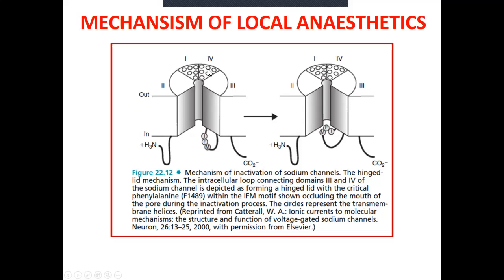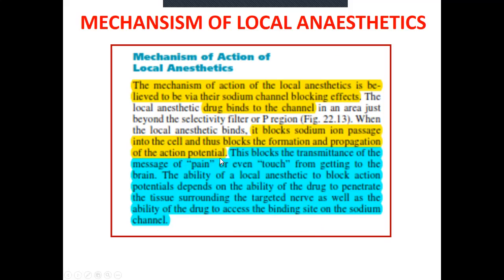Fourth section is shown, and it is the transmembrane. Transmembrane means outside the cell, and this is inside the cell. So the mechanism is to act along the sodium channel, blocking effect. When the sodium channel is blocked, the conduction of impulse will not happen. So it blocks the formation and propagation of action potential. This blocks the transmission of the message of pain.